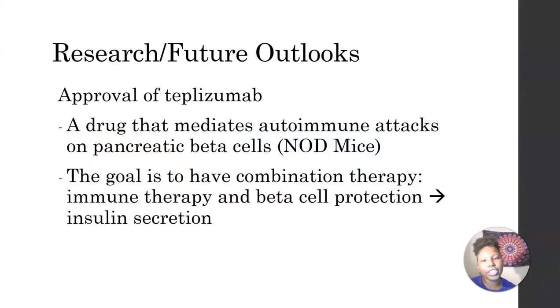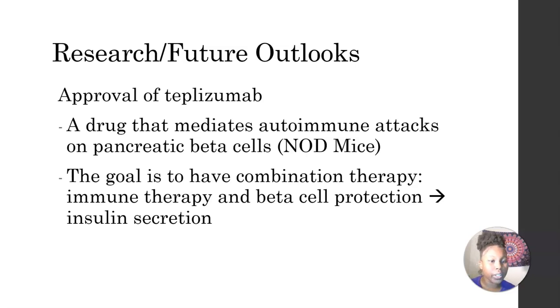So, research and future outlook. There is a drug out there. It's approved, but it's not distributed on a very large scale because there's some more research that needs to be done. I'm sorry, I cannot say the name, but this drug was very effective in mediating different autoimmune attacks that happen on the beta cells.